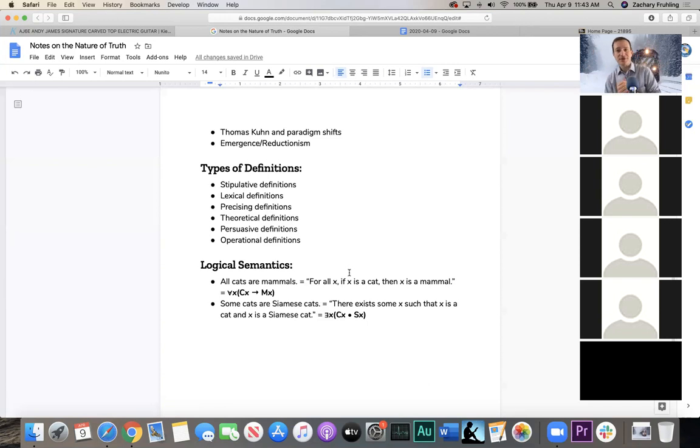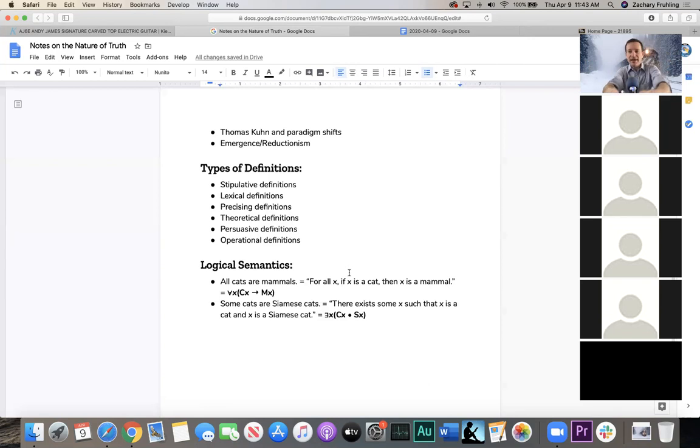Operational definitions are interesting too. For example, I've always had an interest in electronics. I know a little bit about it. If you want to measure the resistance of a resistor using a meter, you could ask, how do you define the resistance of a resistor in an electrical circuit? You could say, well, what it means to have a certain resistance, a certain number of ohms, is to move the resistance meter to a certain degree. This kind of operational, manipulative definition.